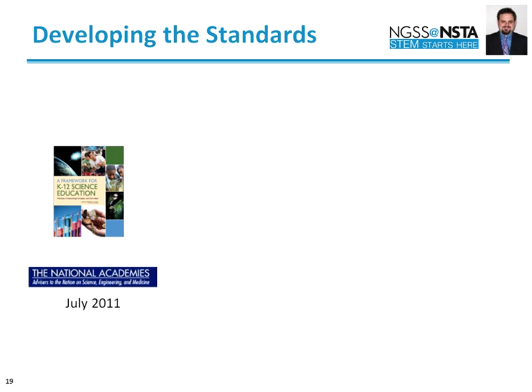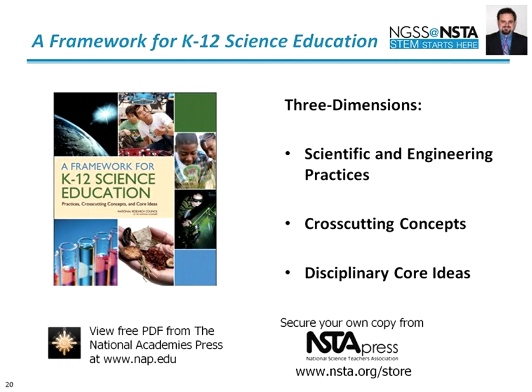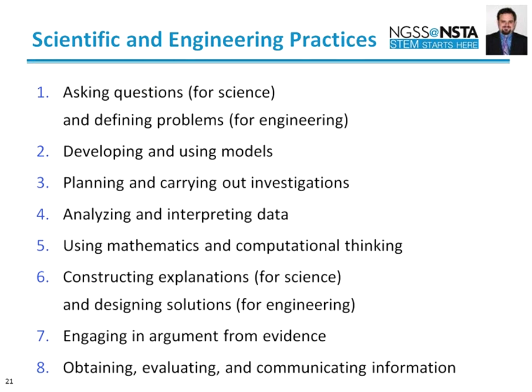So let's take a look at the framework itself and get a sense of it. It was completed in July of 2011. And if you have not looked at the framework, I'd strongly suggest you looking at it. There's no excuse. You can get a free PDF from National Academies Press, or you can buy a copy from NSTA Press. And the key element of the framework are the 3 dimensions: science and engineering practices, cross-cutting concepts, and disciplinary core ideas. And I'll take a moment and go through all 3 of those.